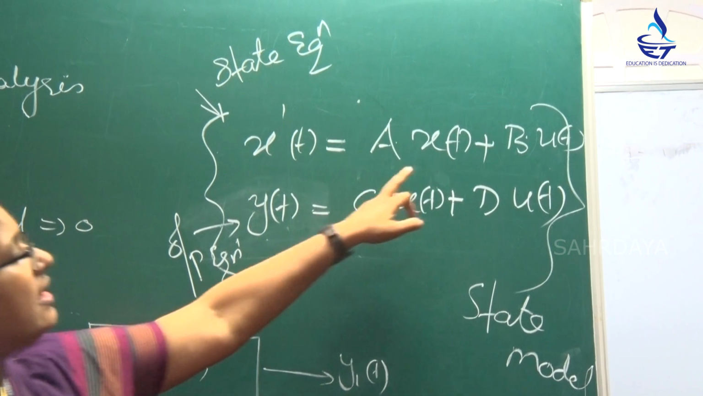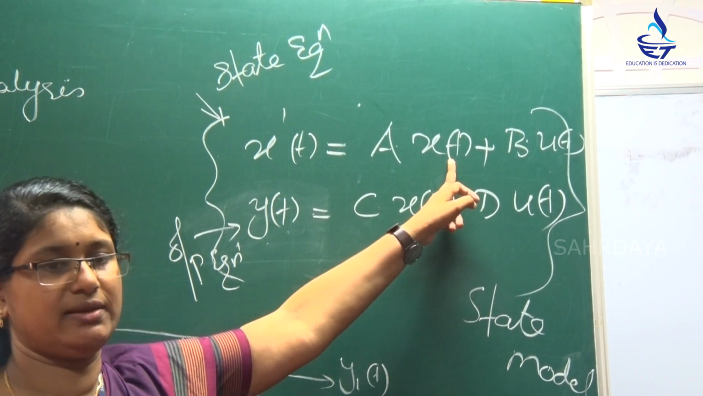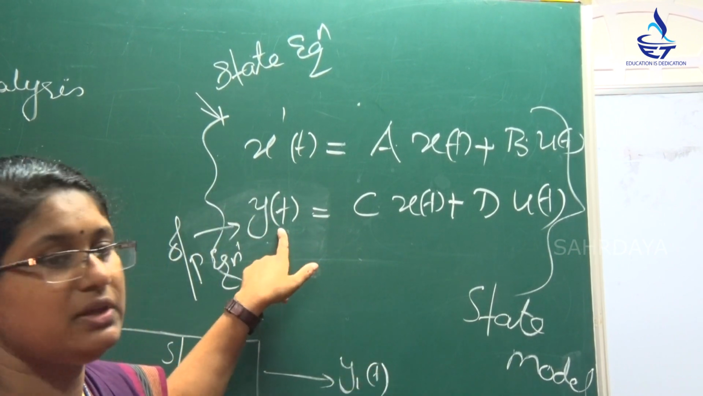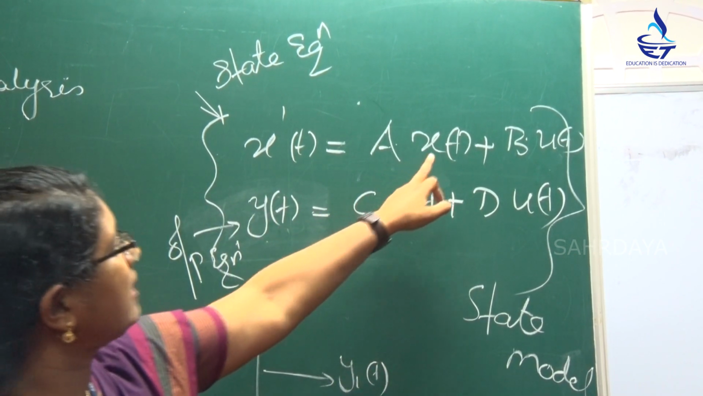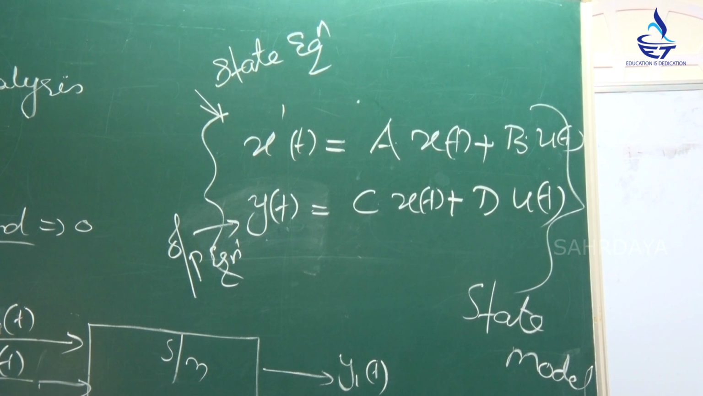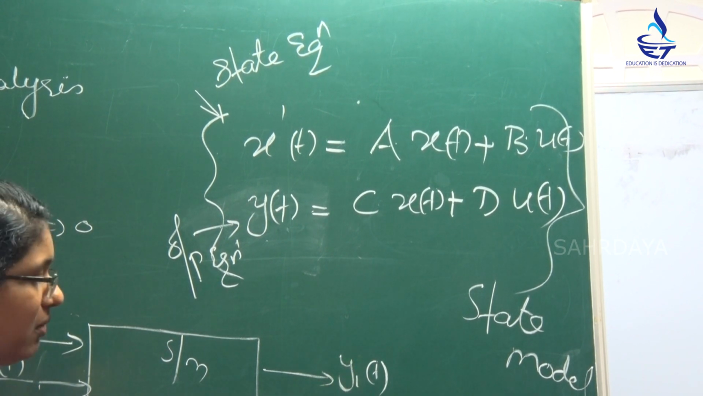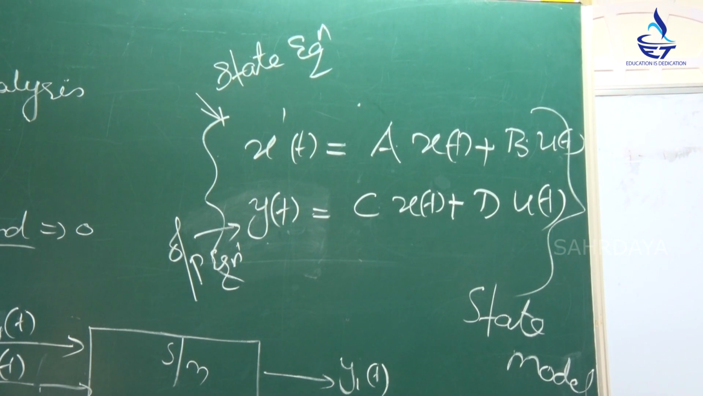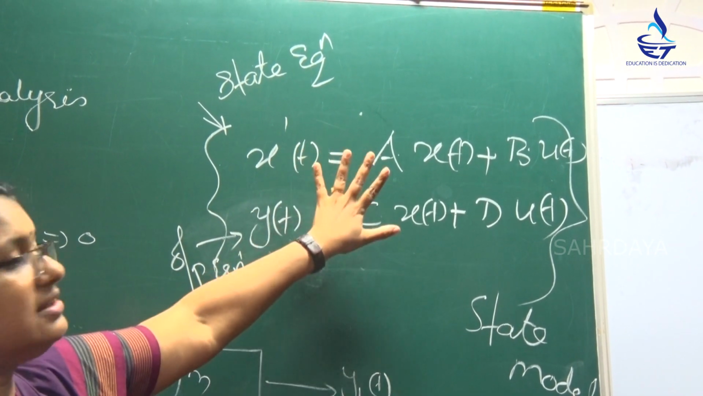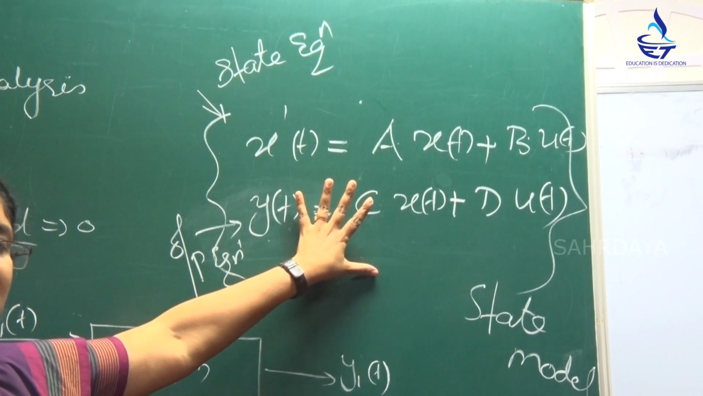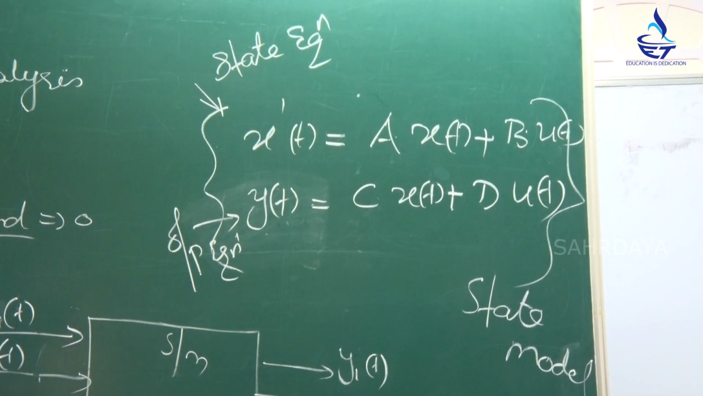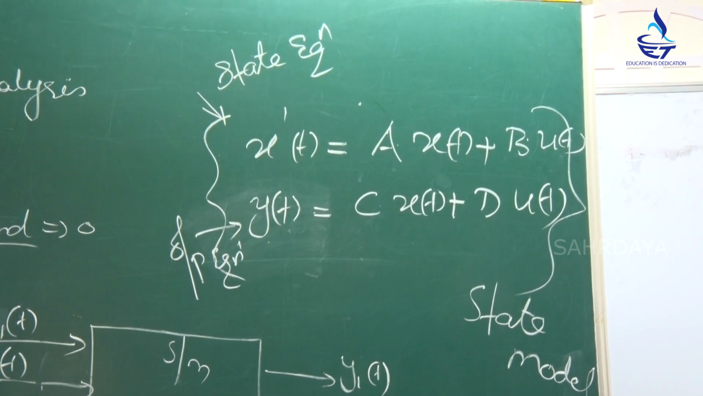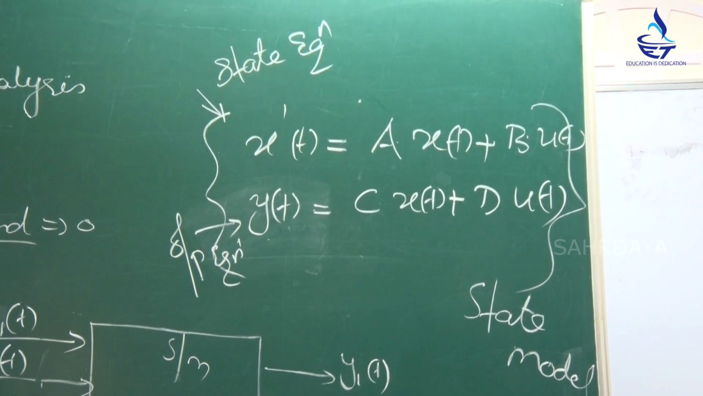Now here, x of t is the state variable, and u of t is the input variable, and y of t is the output variable. So a number of inputs can be there in u of t, a number of outputs can be there in y of t, and you can have a number of state variables. So if I am representing like this, obviously the equation will come in the form of a matrix. So I can now write a generalized state space equation.